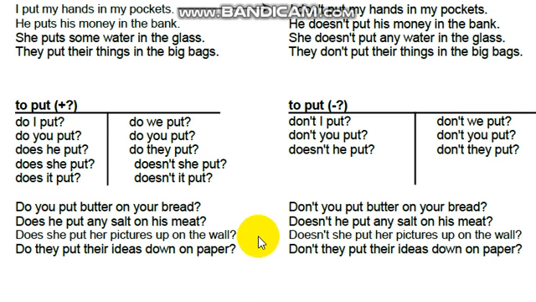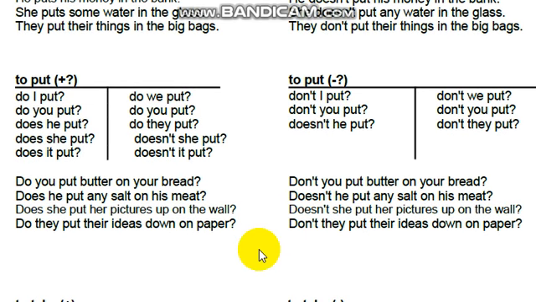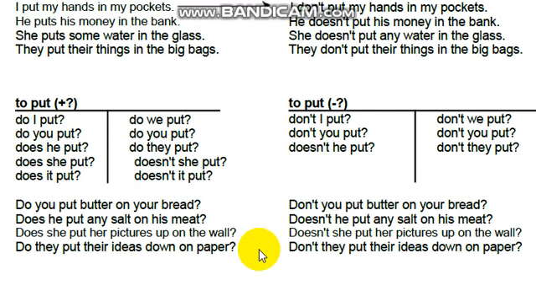Does she put her pictures up on the wall? Doesn't she put her pictures up on the wall? Do they put their ideas down on paper? Don't they put their ideas down on paper? Okay, so that's the verb to put.